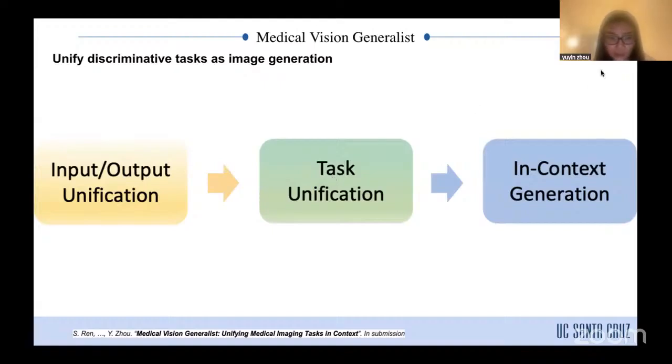So the methodology actually is very simple. It contains 3 different stages. First, to unify the input and output space. And second, to unify the task. And finally, to do in-context generation.